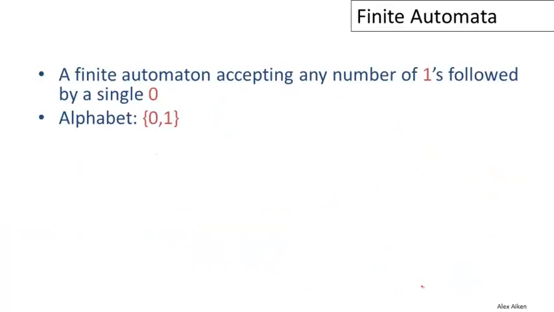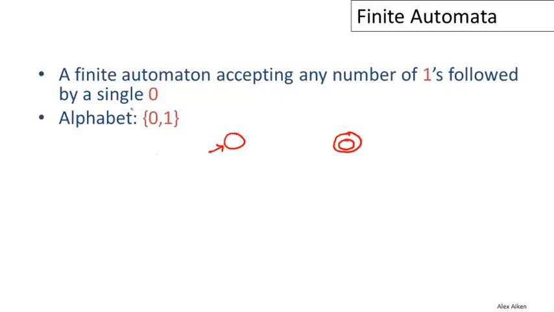So now let's do a more complex example. Let's try to write out an automaton that accepts any number of 1s followed by a single 0. So once again, we'll need a start state, and we'll also need a final state. And now let's start by thinking about what the shortest string is that's in the language of this machine.